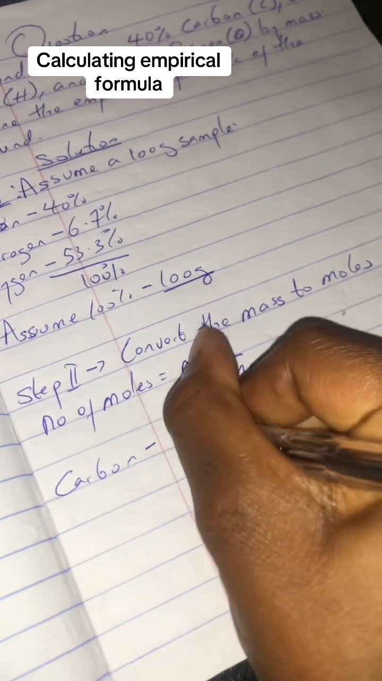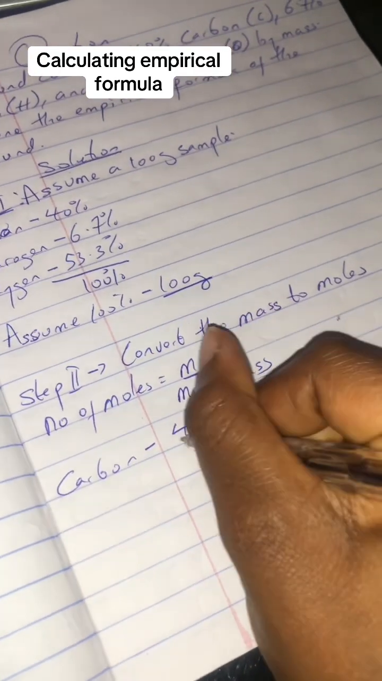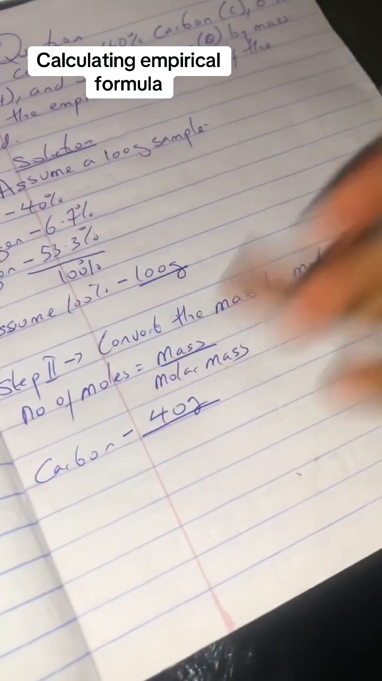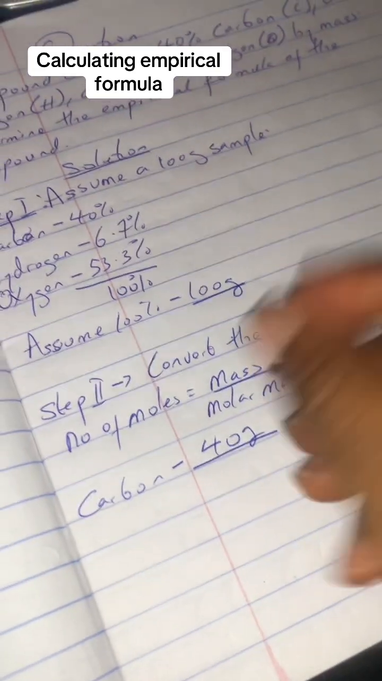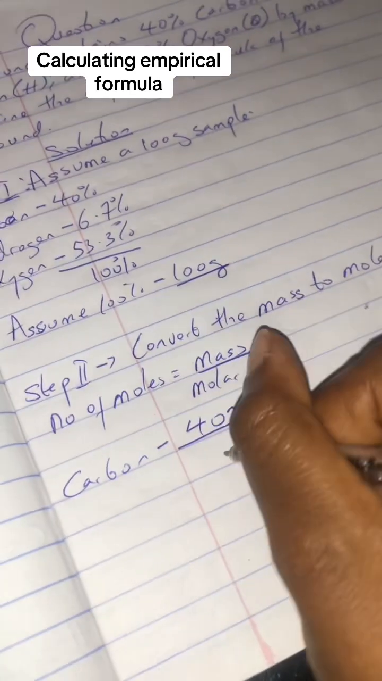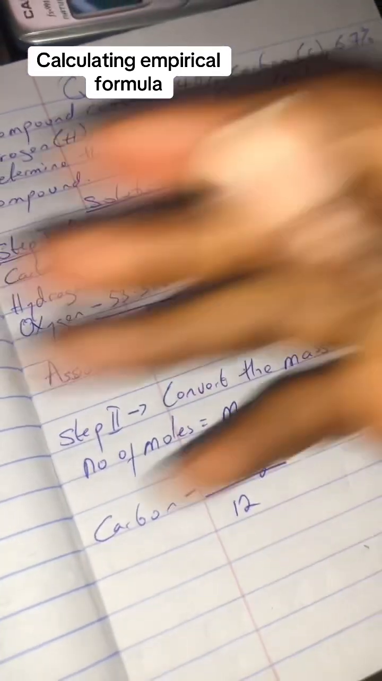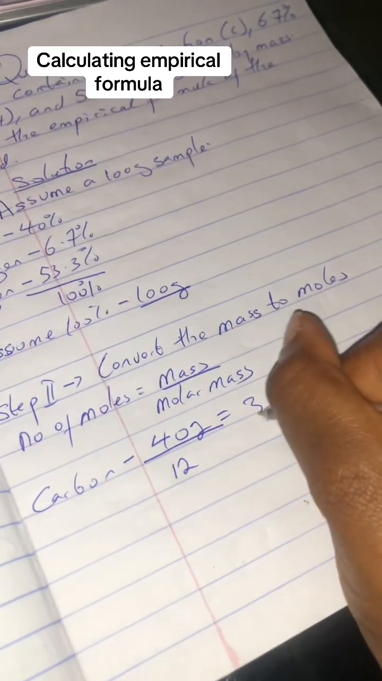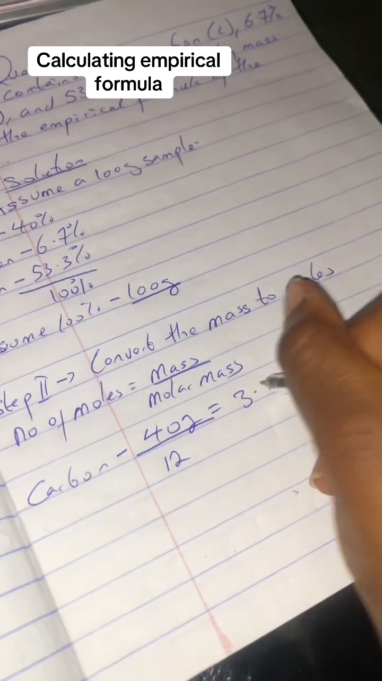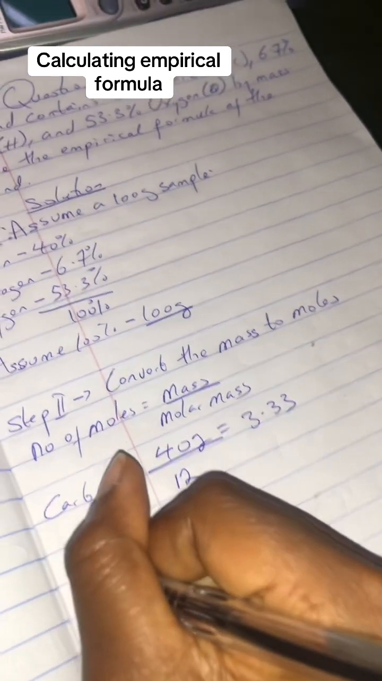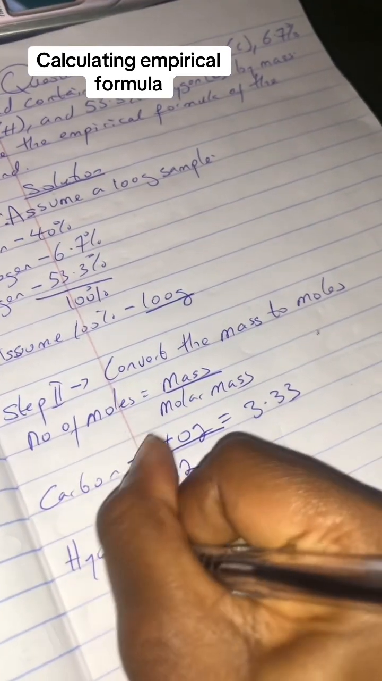That will be 40 grams divided by the molar mass for carbon, which is 12. We should know that by now. 12, that will be calculated, that will be 3.33. We'll also calculate for hydrogen.